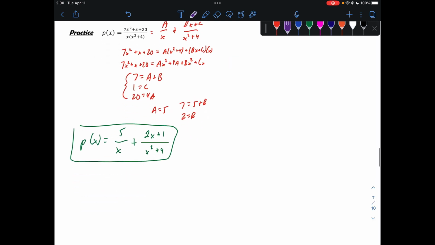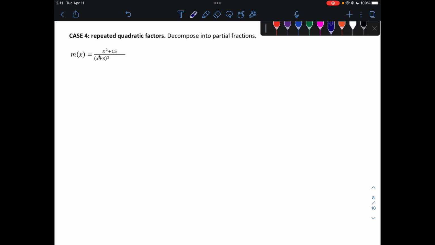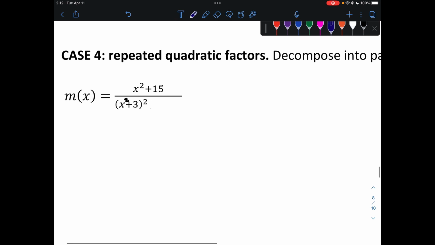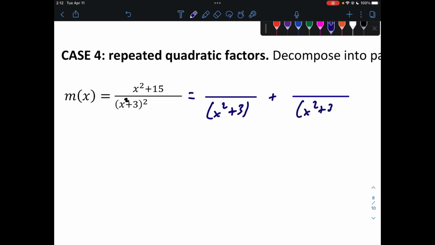Which brings us to our last case. So our final case is a repeated quadratic factor. Okay, so if we have a quadratic factor, it's not factorable, and it's repeated. Basically, we're going to have to combine cases 2 and 3. Okay, so we're going to have every power from the highest power down to 1 is going to get its own partial fraction. But since these are quadratic, they get linear terms up top.